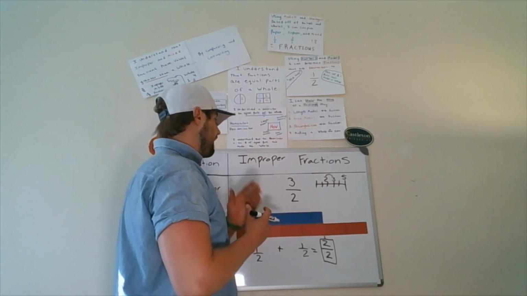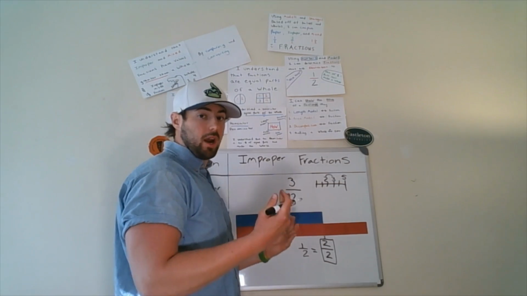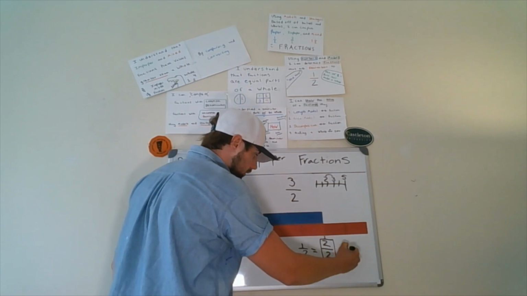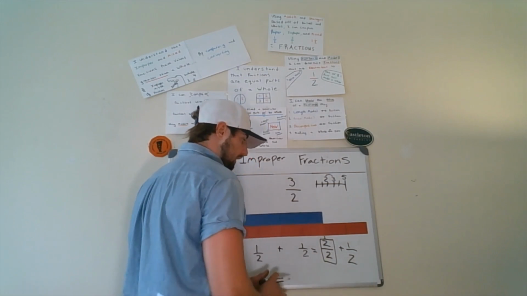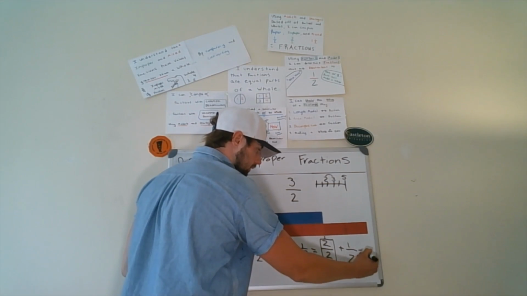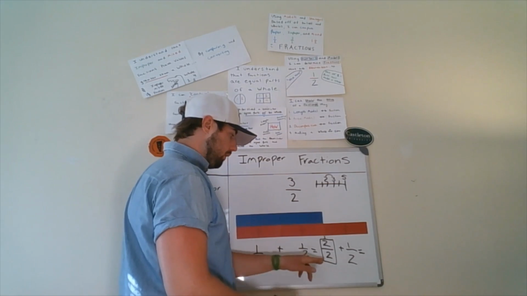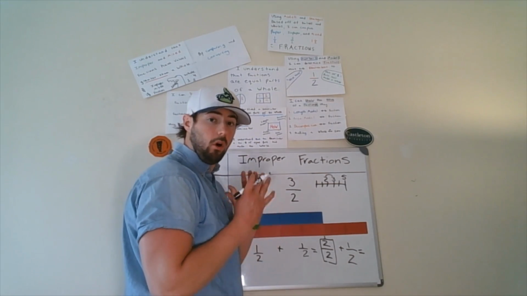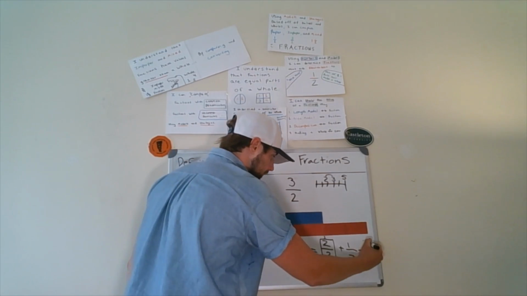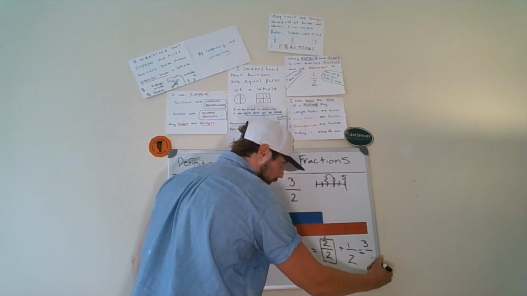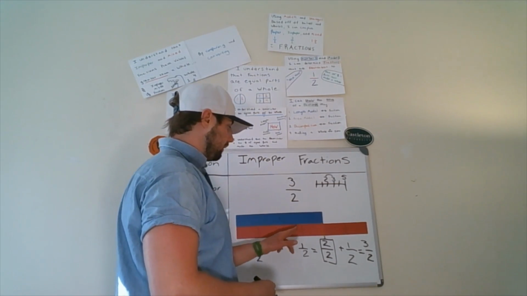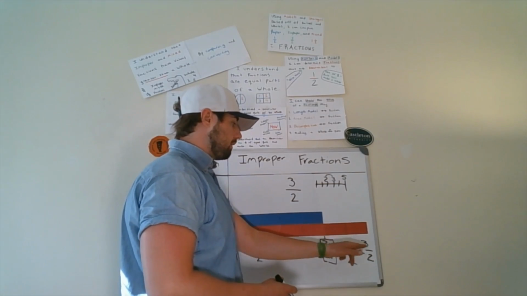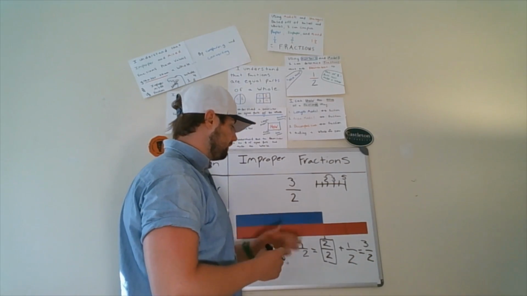But we know that improper fractions are greater than a whole. So if we were to add another half, we know our parts that make the whole always stay the same. That would be 3 halves. A half plus a half plus a half, 3 halves. 3 halves decomposed.